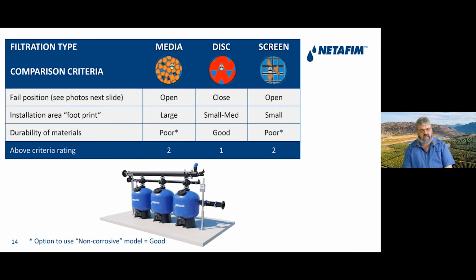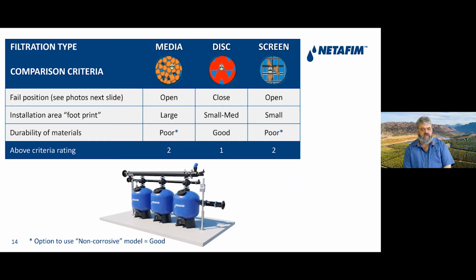Then there's a last category that we look at, and the first one is what we call the failed position, and I will show you some photos on the next slide that will explain this better. Just important to remember, the disc filter will fail in a closed position, and the media and the screen will fail in an open position. So I will explain that in the next slide.